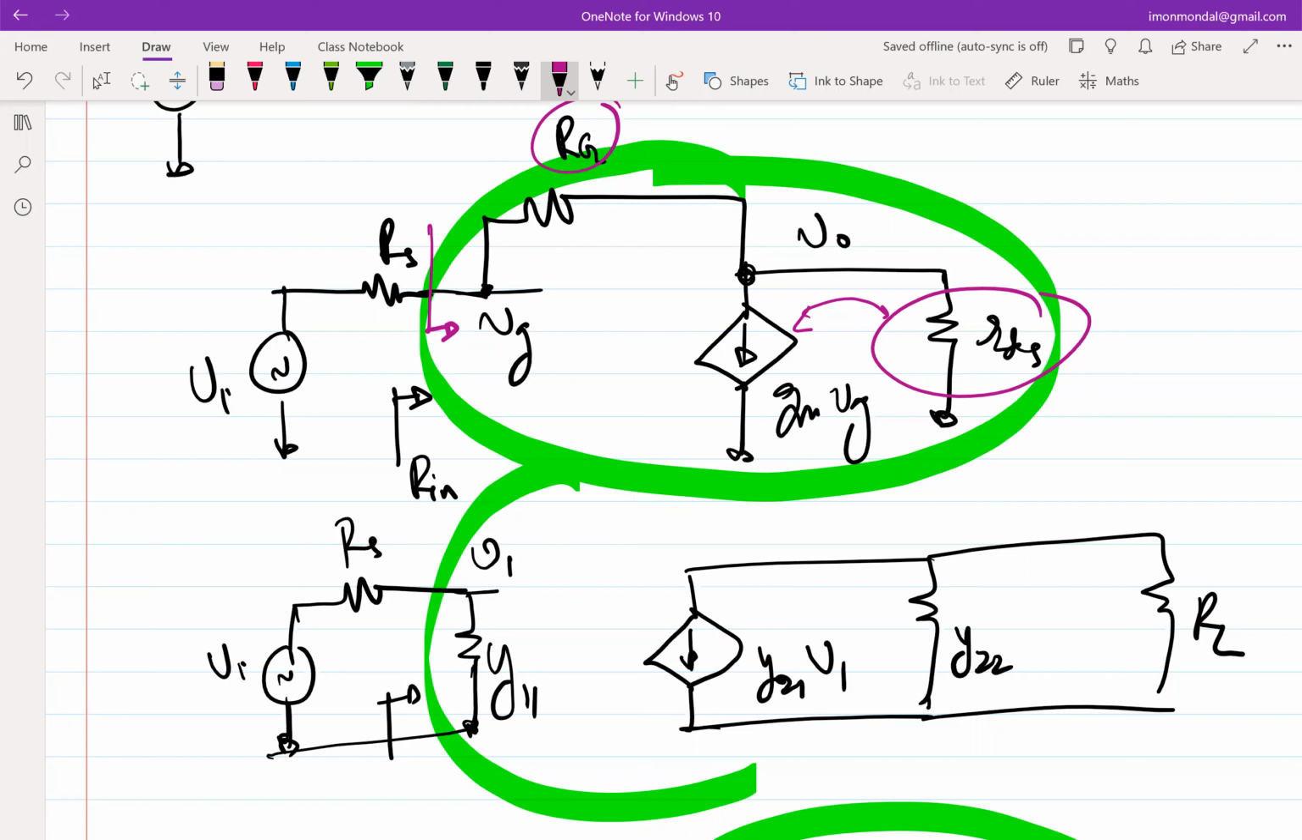So what he is pointing out is that we only looked at the input side, but we also had a constraint on the output side: whatever current comes out of Y21 should flow into the load, whatever the load might be. It should not go anywhere else. The current that flows out of here can go into RDS, and also into RG, so there is a division. From there you will get another constraint.